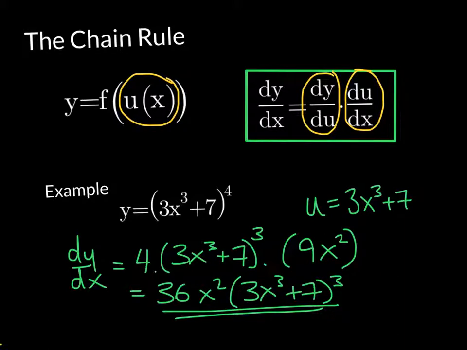So to summarise, we differentiate the external function, keeping the thing inside the brackets the same, we don't change that, and then we multiply that by the differential of what's inside the brackets with respect to x. Okay, now let's look at the product rule.